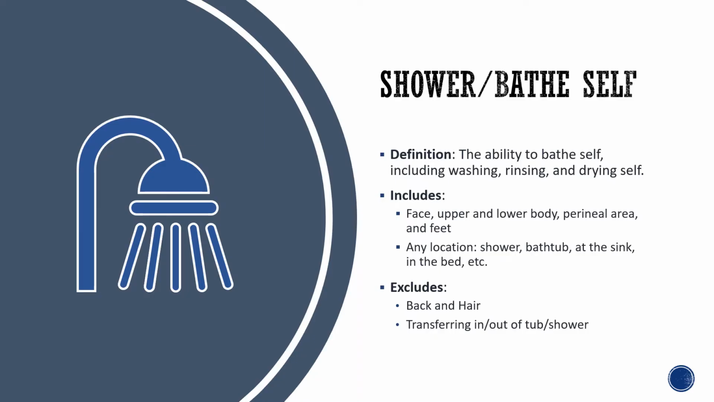Our next item is shower bathing self. This means the ability to bathe self, including washing, rinsing, and drying. It includes the face, upper and lower body, perineal area, and the feet. This is any location. It can be in the shower, in the bathtub, at the sink, in the bed. What it excludes is washing the back and washing the hair, and it also excludes transferring in and out of the tub. This is only the bathing item itself.